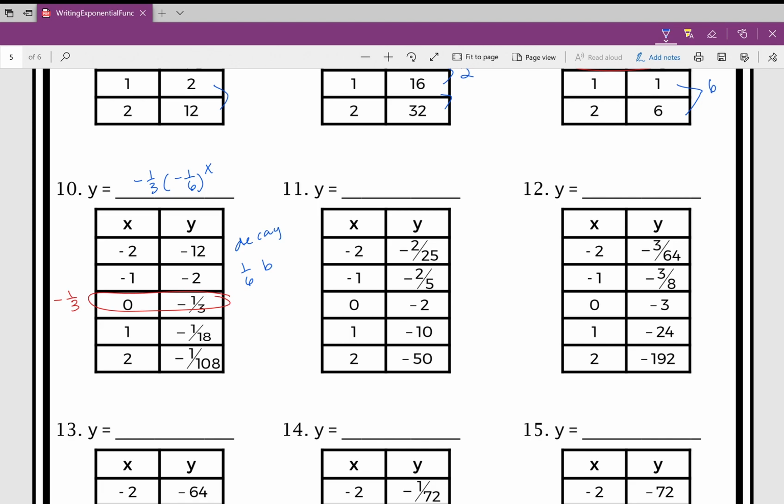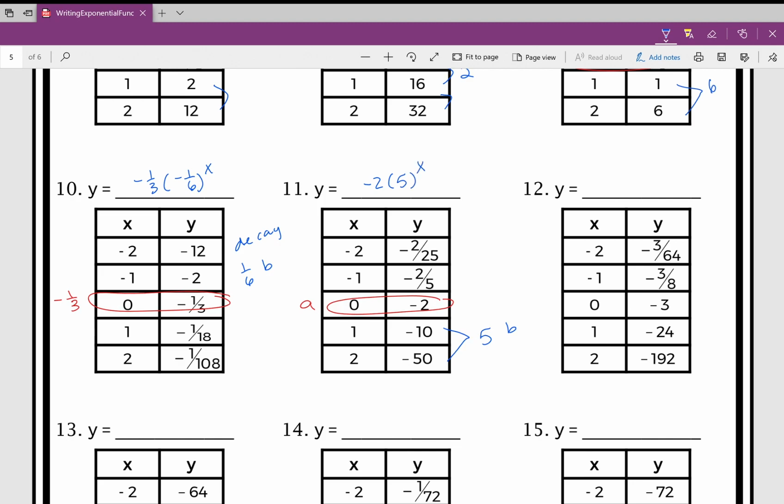Okay, go ahead and work on number 11. For number 11, you should have got the y-intercept of -2, so that's a. And then you should have noticed that this was a growth because from -10 to -50, it's multiplying by 5. So this is our b value. So then you should have got -2 parentheses 5 to the power of x.